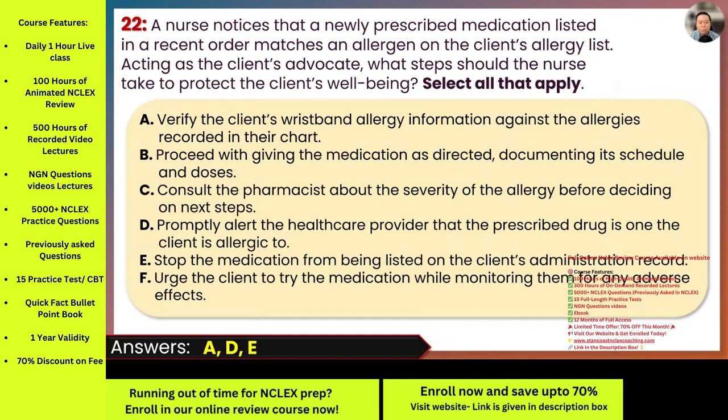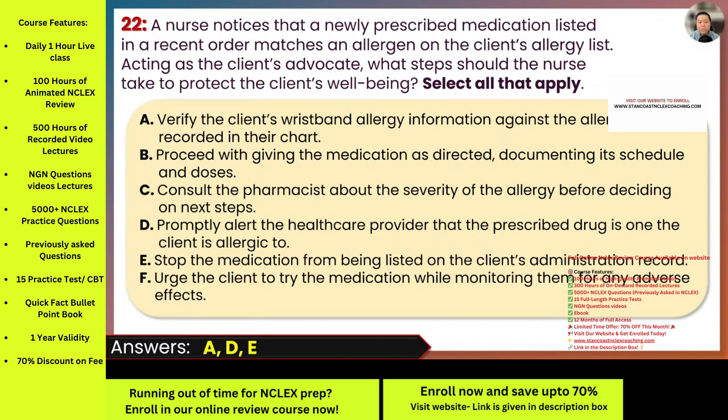Now, what about letter F? Why is this incorrect? It is because an allergic reaction can be unpredictable. It could be severe, could be life-threatening, and monitoring the client after giving an allergen is reckless. You're putting the client in unnecessary danger. And so the correct action is to prevent the reaction and not manage it after the fact.